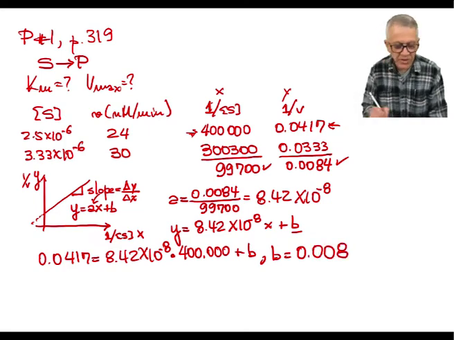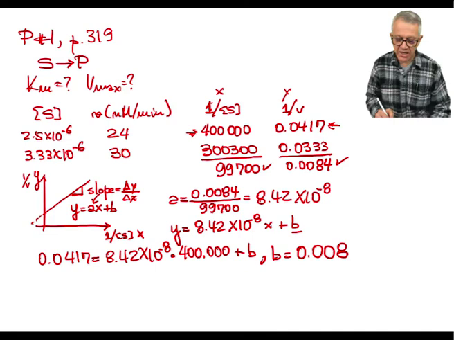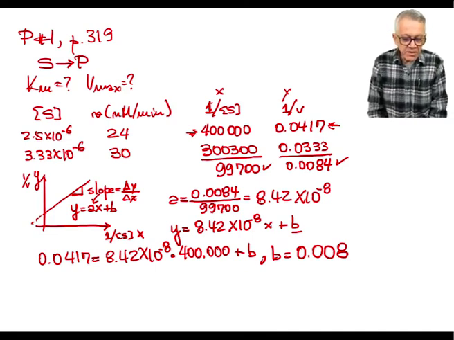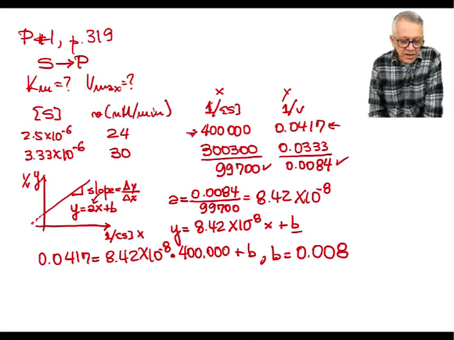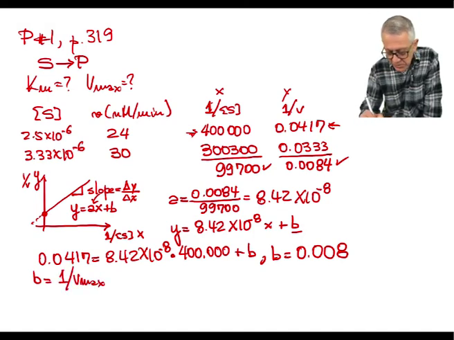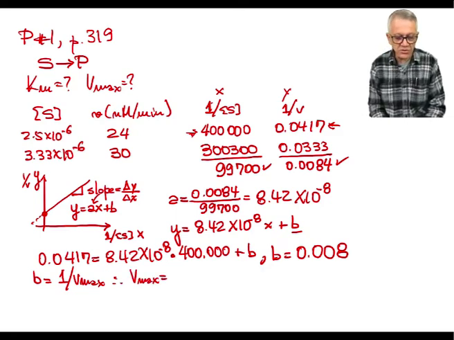0.008. Okay, so that's the value of b, and we already know that b is 1 over Vmax, because b is the number when x equals 0. That's the number that we get. That's b going to be here, right? So we already know that b equals 1 over Vmax. Therefore, Vmax is going to be the inverse of 0.008.